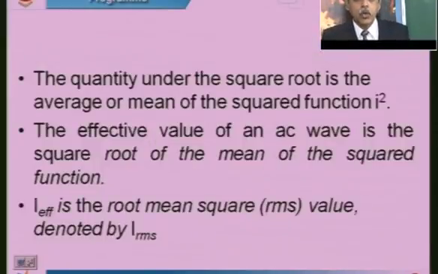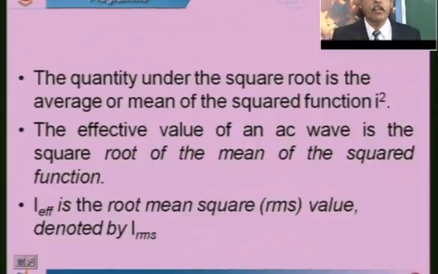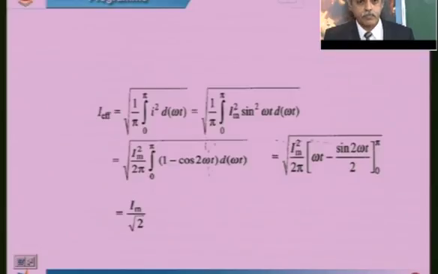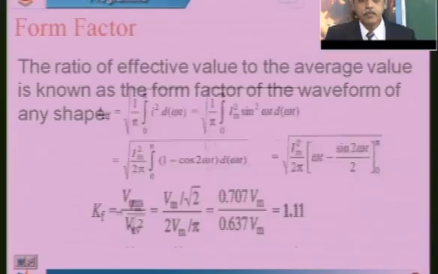So, the quantity under the square root in the previous slide is the average, or mean, of the squared function. The effective value of an AC wave is the square root of the mean of the squared function. So, that is why I can call it the root mean square value. This is another slide showing the expression for effective current or RMS current.